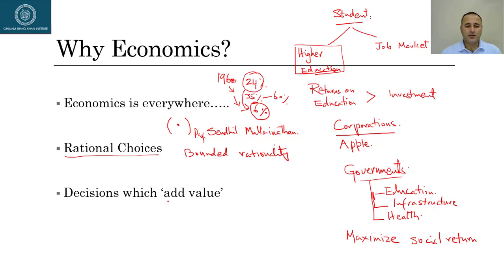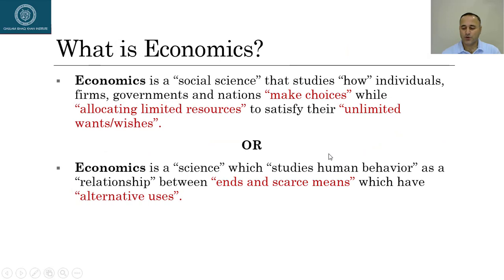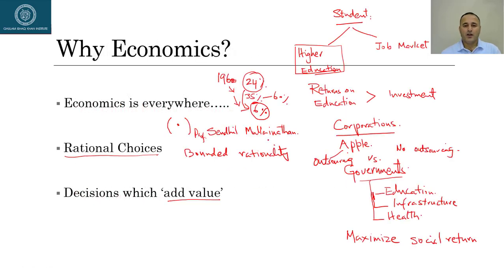Now, there is a term, added value. Whenever you're choosing, for example, for corporations, if Apple is choosing between outsourcing versus no outsourcing, in-house, okay, I apologize. So how are these decisions made? That choice will be chosen which adds more value to the company. Now, this is a very technical concept.